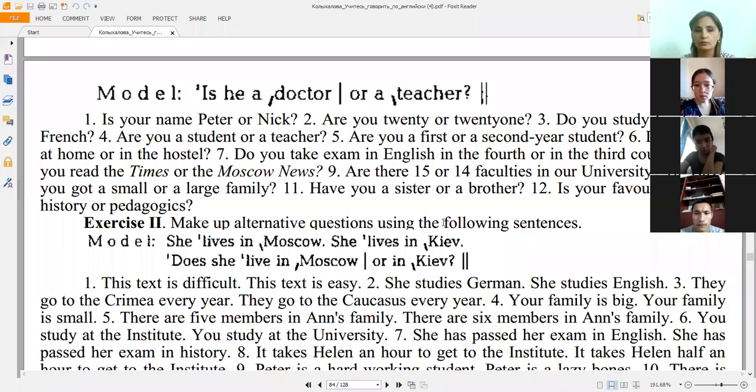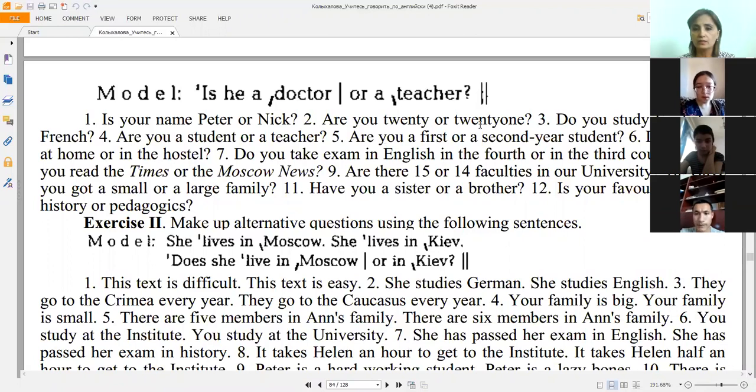Answer my question, Gülruhsar, please. Or Nick. So my name is Nick. How do you answer the alternative question? My name is Peter, for example. Yes. Are you 20 or 21? I am 20. I'm 20. Good. And the next example, are you a student or a teacher? I am a student. I'm a student.